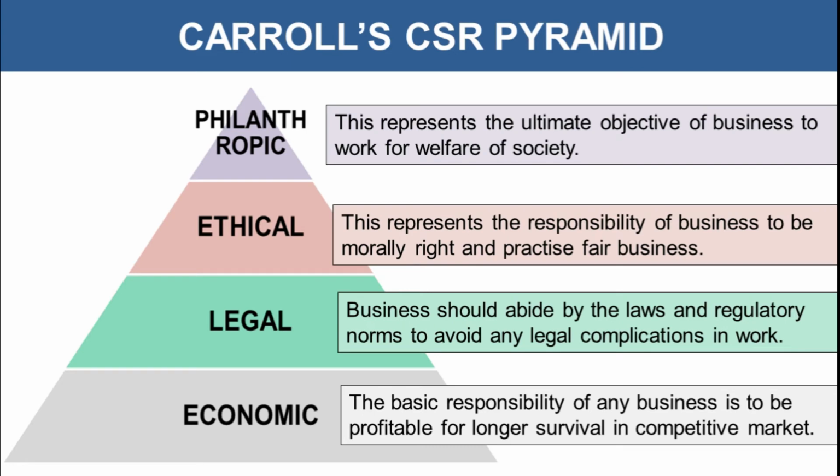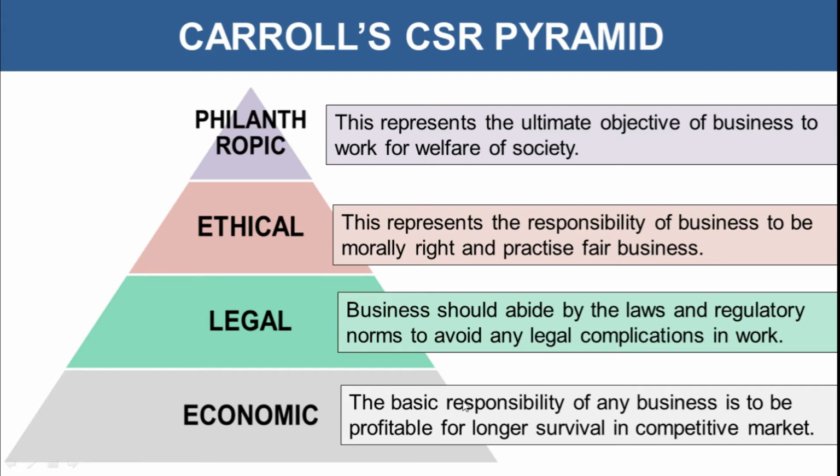Now let's see Carroll's CSR Pyramid. Carroll's CSR Pyramid was divided into 4 levels. At the basic level, it was economic, then legal, then ethical, and then philanthropic. It showed how a business should abide by its responsibility, and what should be a business or company's responsibility if it aims for longer survival along with profitability and sustainable development in society. So at the basic level was economics.